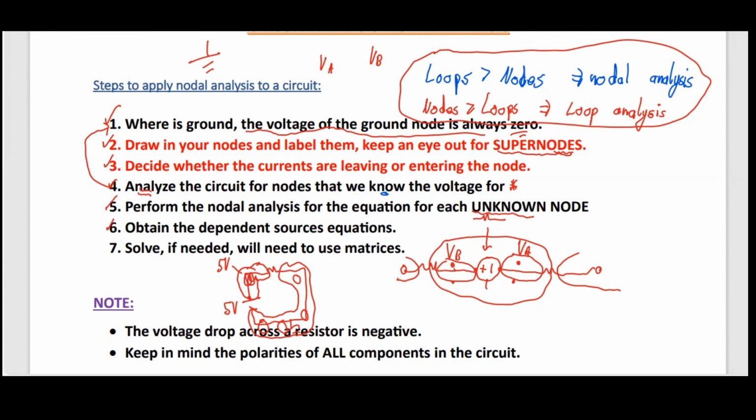Step 6, something called dependent sources. If you ever saw one before, it looks like a diamond, like this. It can either have an arrow inside, which means it is a dependent current source, or it can look like this with a battery symbol, which means it is a dependent voltage source. So just remember that.